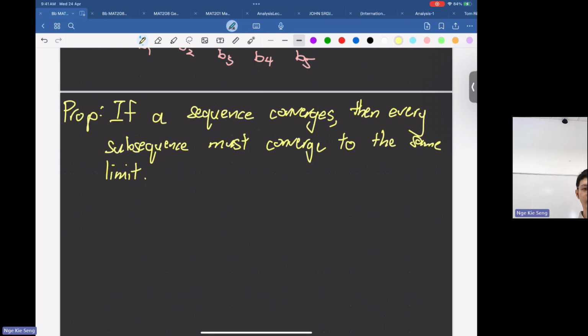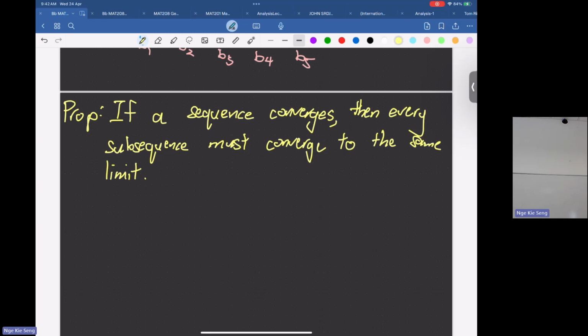So how do we prove this? Goal. When we say proof, you should ask what's the goal here? Just go, what's our goal first? I don't ask for the recipe yet. Every subsequence must converge to the same limit. So what is the same limit? The limit of the original sequence. Okay, this is our goal. And the recipe is very easy, just one thing: the original sequence converges.